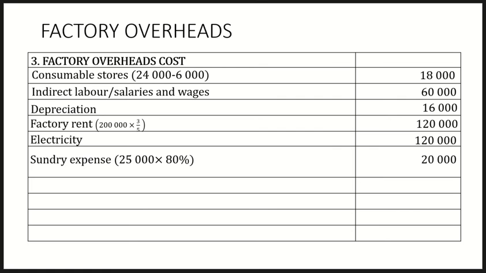We'll do it. And then we've got sundry expenses. Sundry expenses, you got this right. You said it's 80%, which is 20,000. You add all of that up, you will get 354,000. So this 354 is it for factory overheads only.